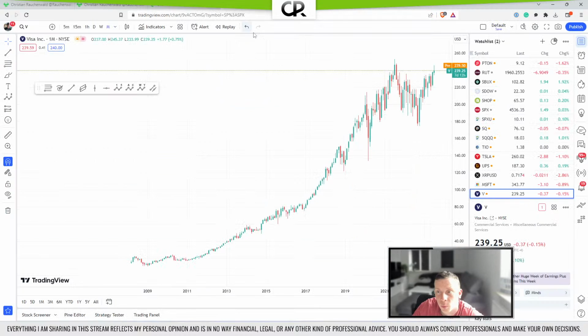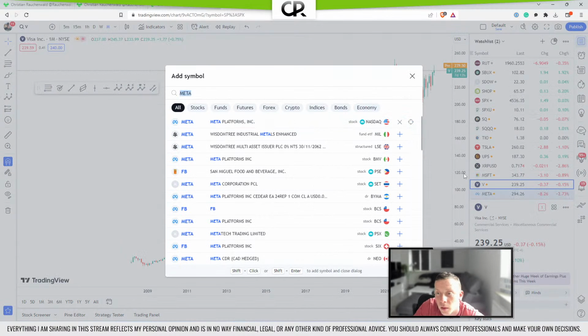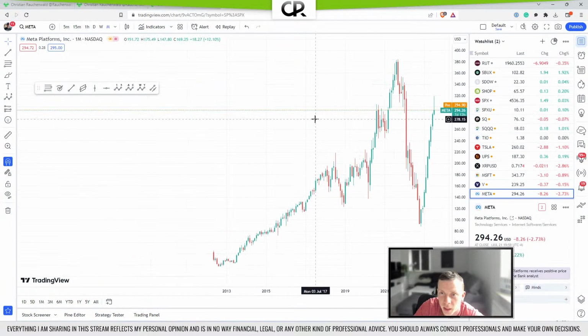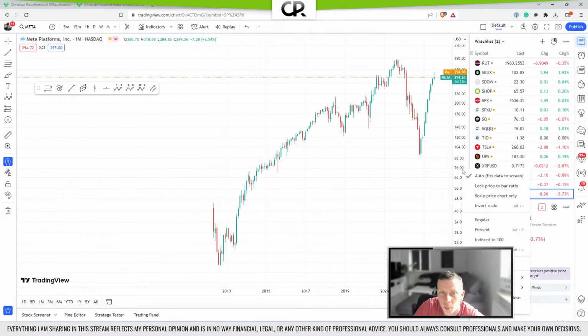And then the next thing would be Meta. And that's the last thing we're going to look at today, because then our time for today is up. And yeah, Meta, interesting. Yeah, also rallied on the AI hype. And let's see which looks better. Logarithmic, nope, harder to spot.